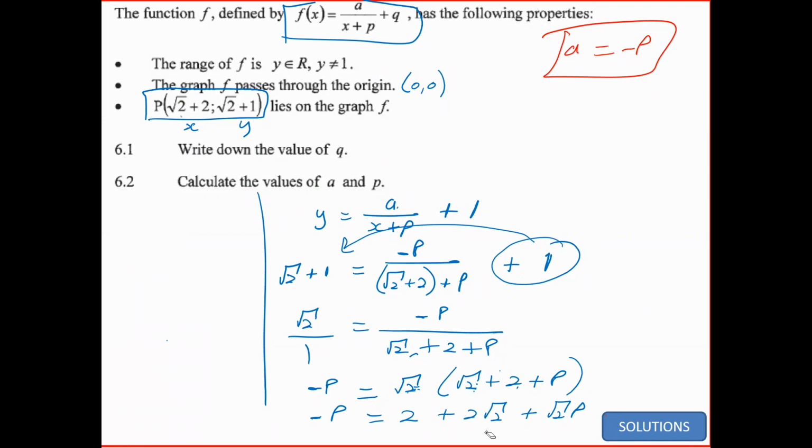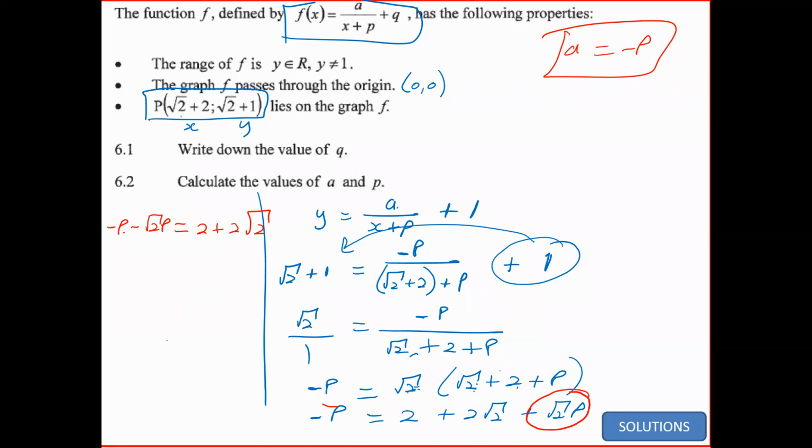Okay. If we're looking at this equation that I'm working with, my pen doesn't want to write anymore. I don't know what happened to it. Okay. So we're going to move this root 2p to the other side. And that'll give us minus p minus root 2p, which is actually equal to 2 plus 2 root 2.